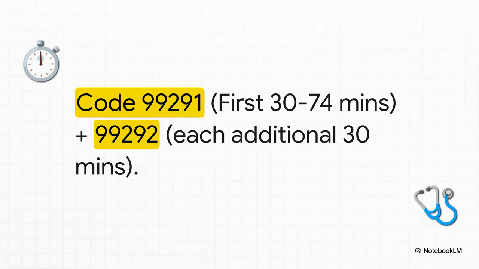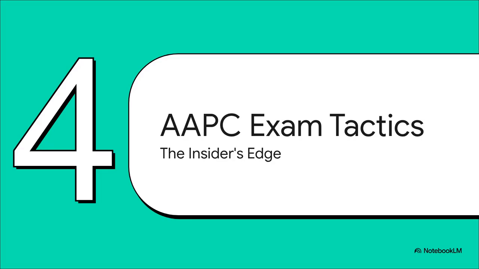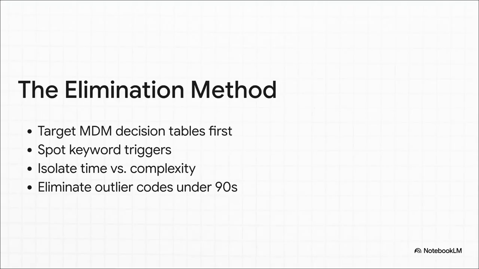All right, Section 4, APC Exam Strategy Tactics, the Insider's Edge. By utilizing the elimination method, you can literally slice through complex exam scenarios in under 90 seconds. The trick? Don't read the whole paragraph first. Target the MDM decision tables and hunt for keyword triggers.